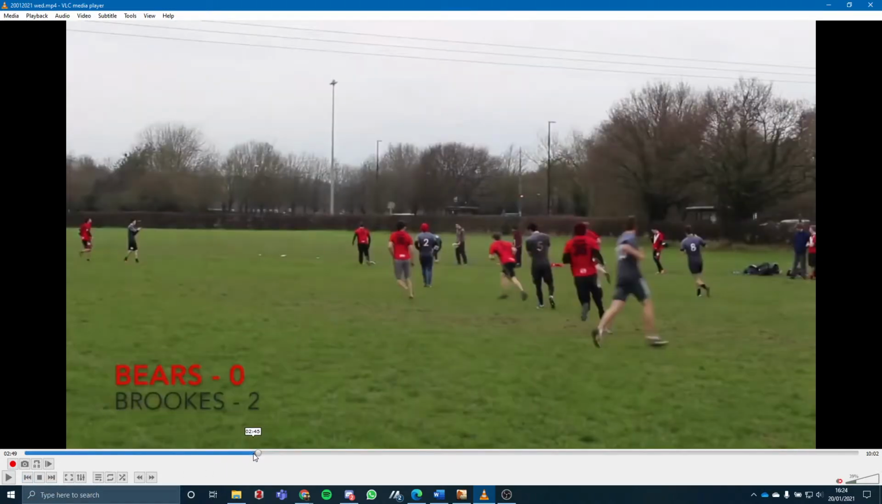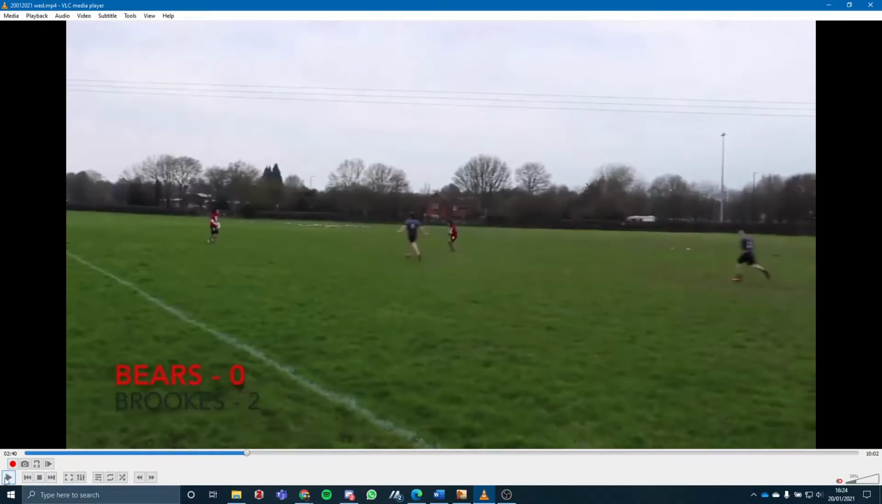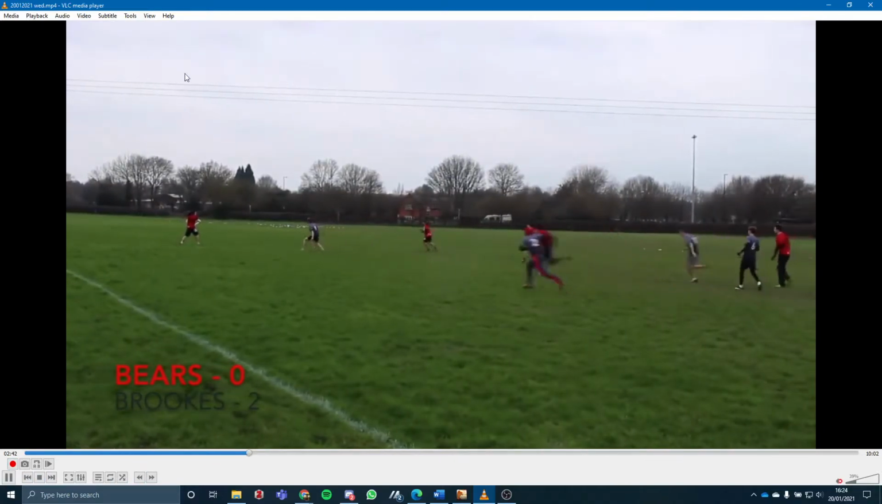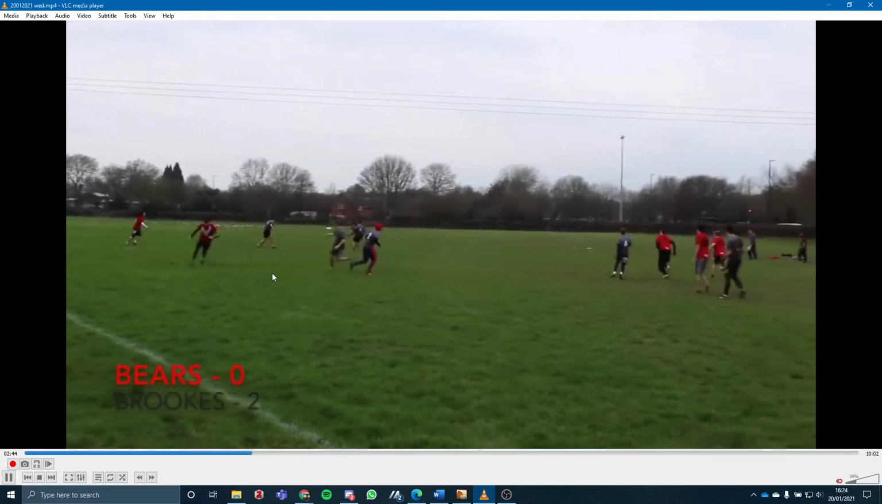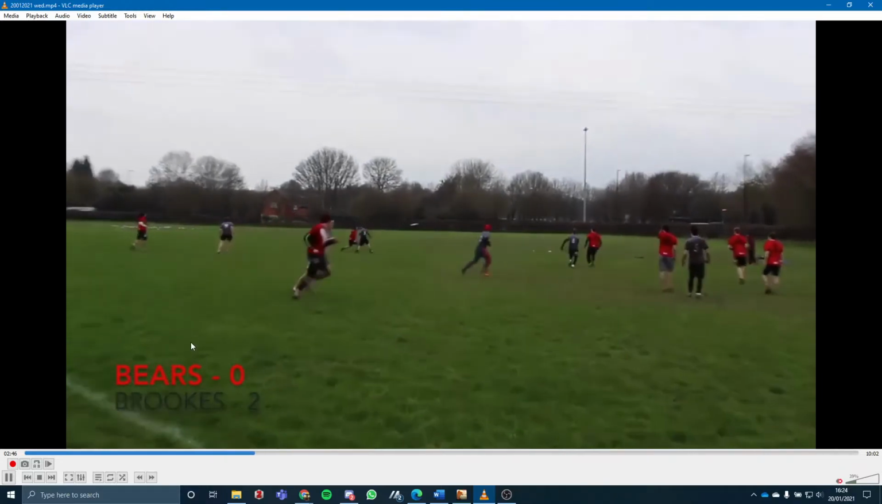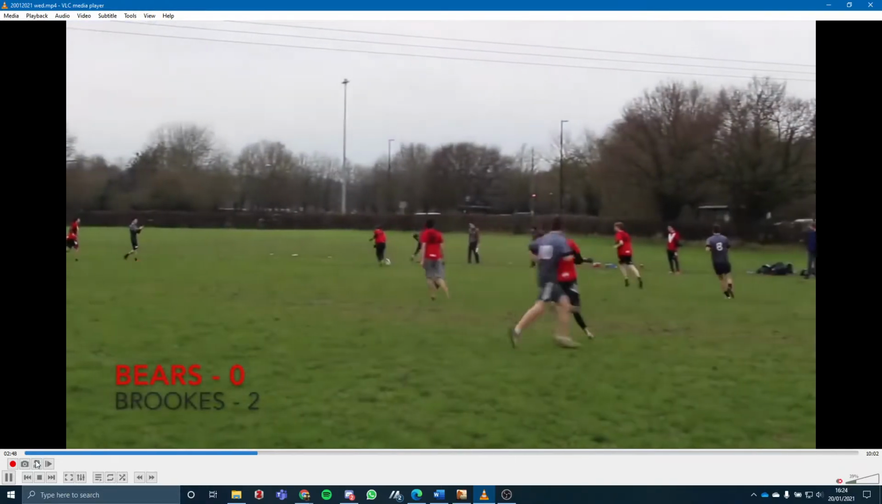Take from the mark. Not quite. It is a turnover. You are indeed correct. But it means that it just becomes a turnover where the disc is touched. So it's as if you drop the pull.